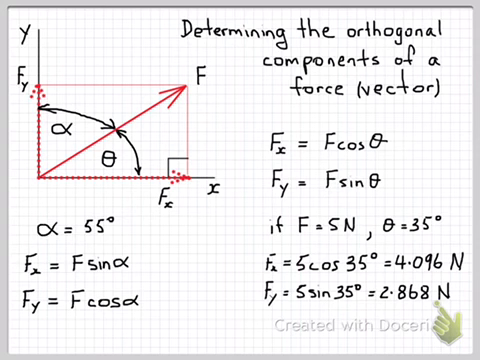If you're going to do further calculations with these numbers that we've determined, then you can keep them at 4 or more significant figures. But if this is the final answer, then you should round appropriately. So usually to 3 significant figures. So this would be 4.10 and 2.87.